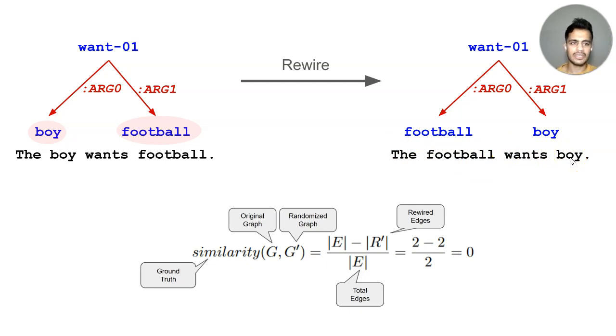We keep rewiring edges when it's possible. And the ground truth similarity score for these two rewired AMRs uses the original graph and the randomized graph, and it's basically the relative change in the number of edges between them. In this case, there are two edges, and we have rewired both of them. E represents the total number of edges, and R prime represents the rewired edges. Since we have rewired all of the edges, the similarity between these two AMRs should be 0. This is how we create a synthetic benchmark for evaluating AMR metrics on structural consistency.